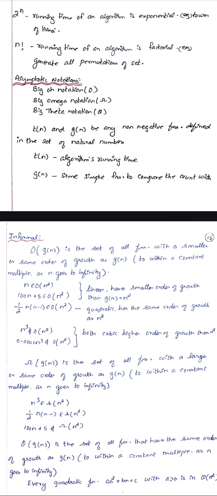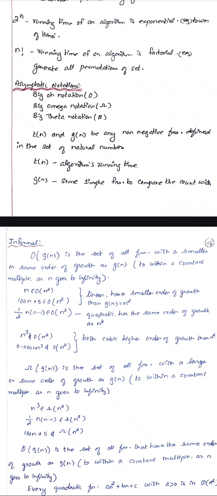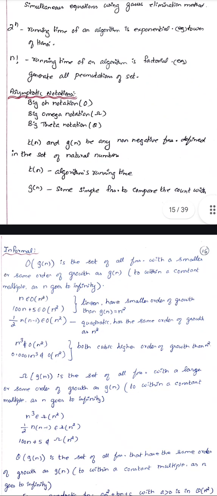Then asymptotic notation. What is this asymptotic notation? These are all the non-negative functions defined on the set of natural numbers: big O notation, big omega notation, big theta notation. Let T of n and g of n be any non-negative functions defined on the set of natural numbers. T of n is the algorithm's running time and g of n is some simple function to compare the count with. That is the basic operation.